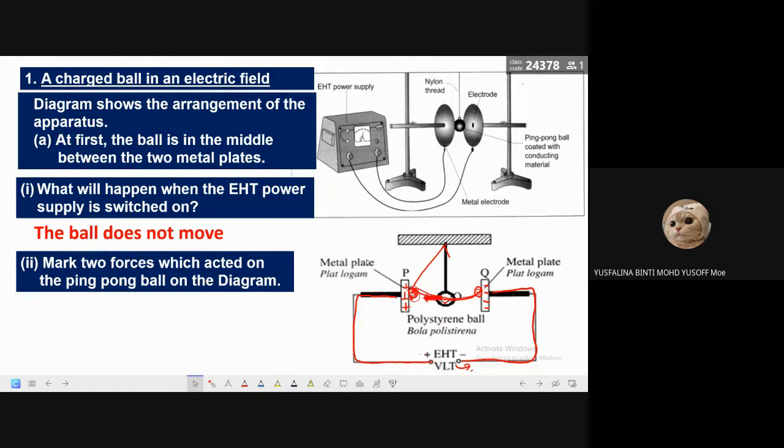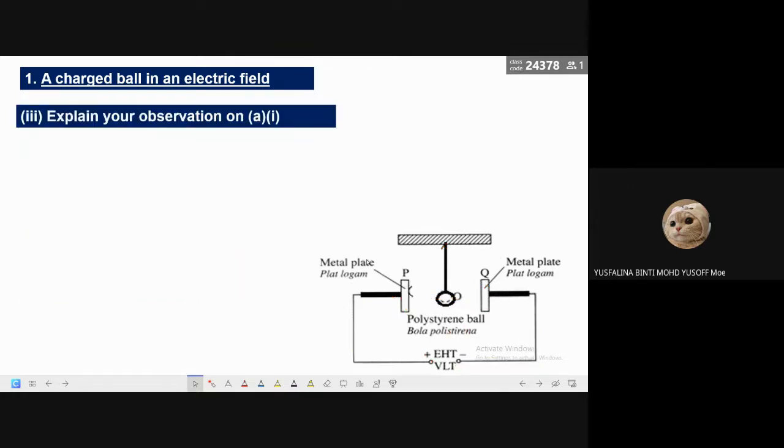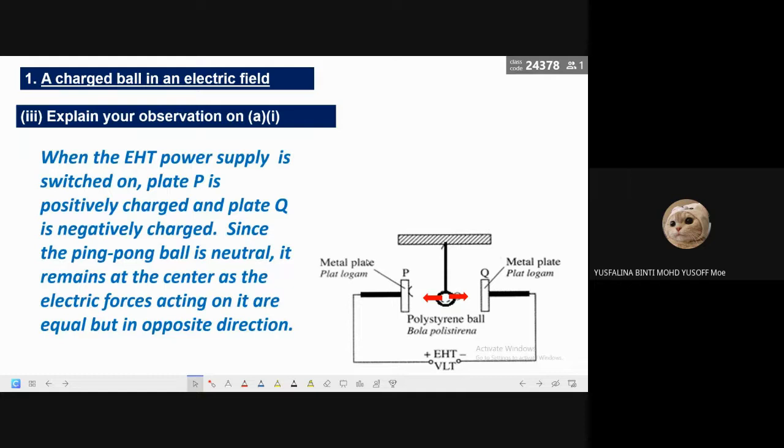Okay, so mark two forces acting on the ping pong ball on the diagram. This one I already explained. So, a charged ball in the electric field. This is actually the observation, the one that I told you just now. When the power supply is switched on, plate P has positive charge. You have to see the positive here: positive means this one is positive, negative means this one is negative. So plate P is a positive charge.